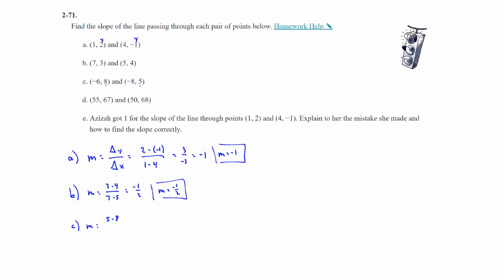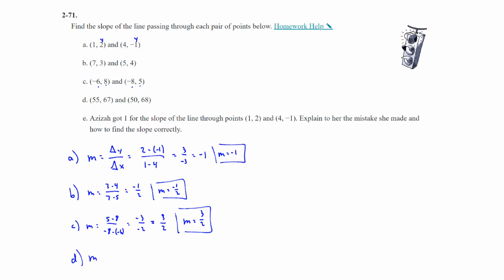5 minus 8. Just make sure then I go negative 8 minus negative 6. And so we get negative 3 over negative 2, and then that simplifies to positive 3 halves. So your slope is 3 halves. And if you would have done it the other way, you would have got a positive 3 over a positive 2. So once again, the order doesn't matter.